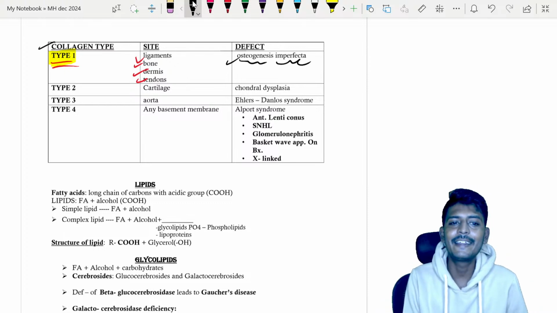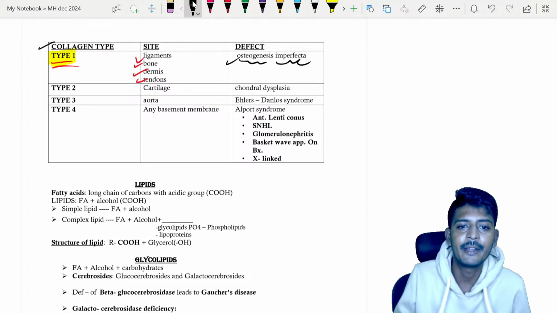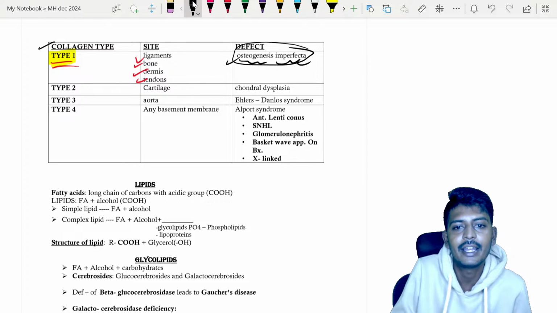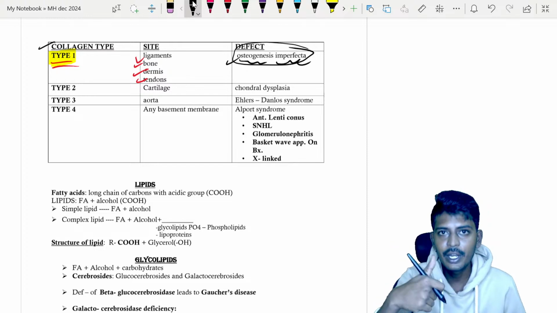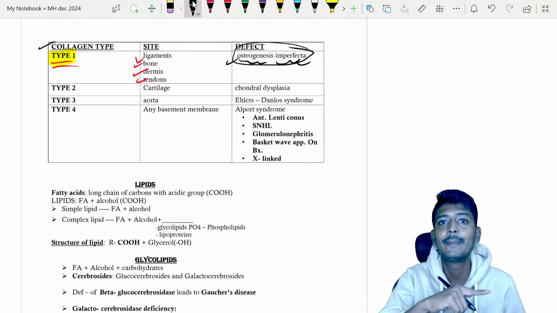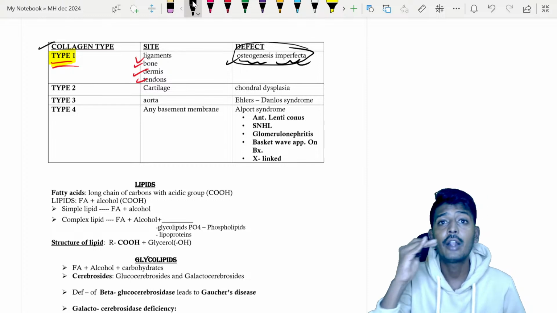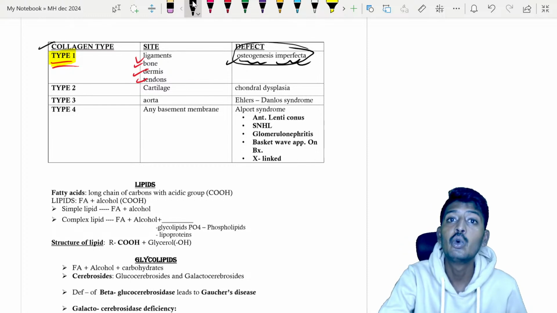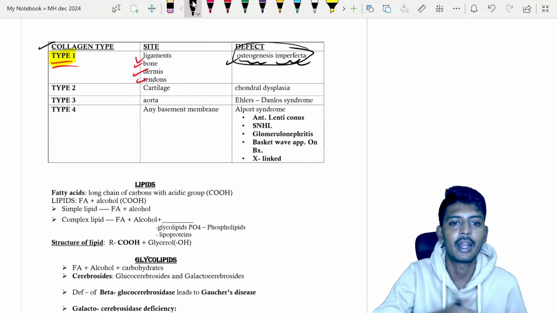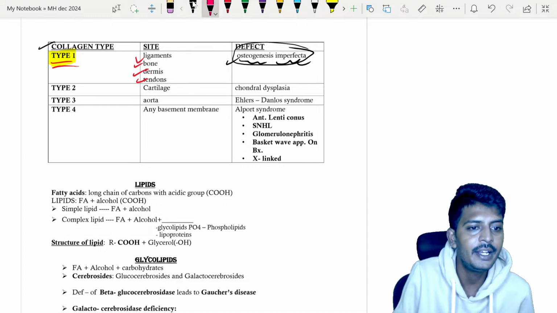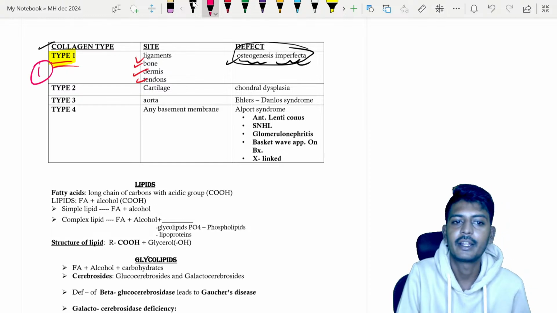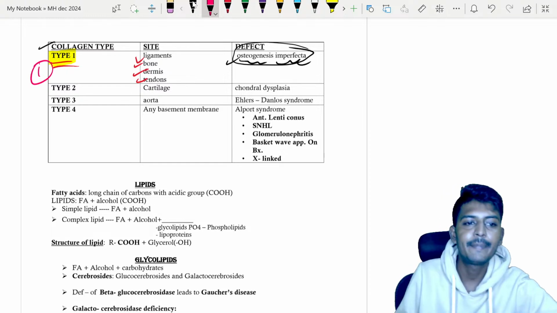So there is a defect of type 1 collagen. Because of the defect of which collagen? Type 1 collagen, we are getting a disease, osteogenesis imperfecta. Due to osteogenesis imperfecta, the patient will have bone defects, development of the bone will be defective, and along with that the sclera will be bluish in color. Blue colored sclera. If you find a blue colored sclera, you need to think of which defect? Type 1 collagen defect.